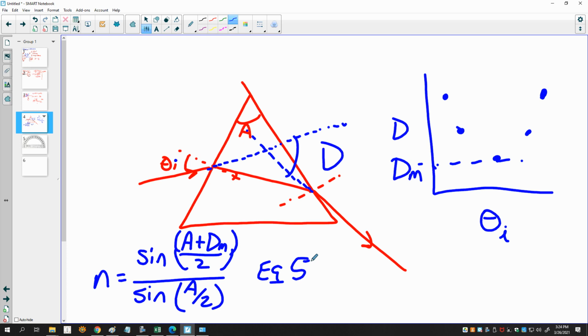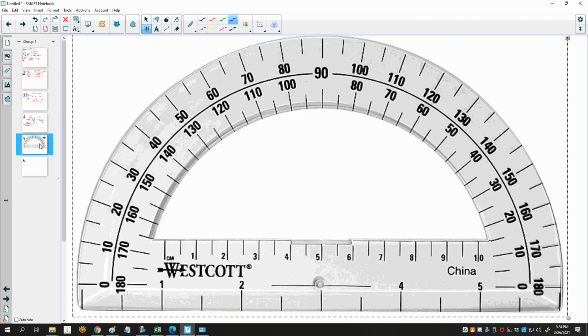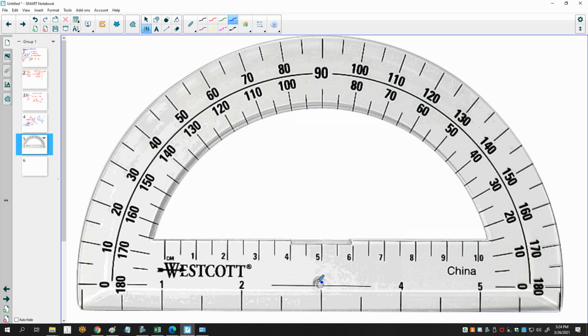So you'll use the parallax method in order to measure this deviation angle. Before we get into that, I want to talk about a protractor. So this is a protractor. You will need to use a protractor.